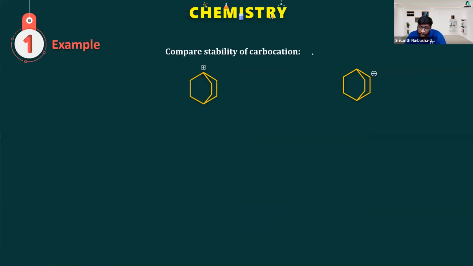Compare the stability of carbocations. Which carbocation is more stable? Now, suppose you don't know Bredt's rule. You would say this is a carbocation connected to more alpha hydrogens. This is an alpha carbon, this is an alpha carbon, this is an alpha carbon. It has 2 alpha hydrogens, it has 2 alpha hydrogens. In total, you have 6 alpha hydrogens, so you will have 7 hyperconjugative structures. Here you will have only 1 hydrogen here, 2 hydrogens here. So you have only 3 alpha hydrogens.